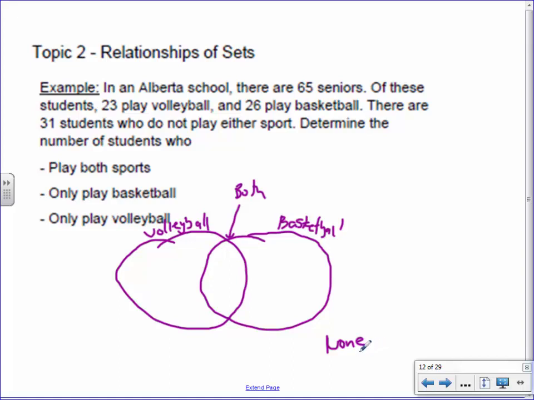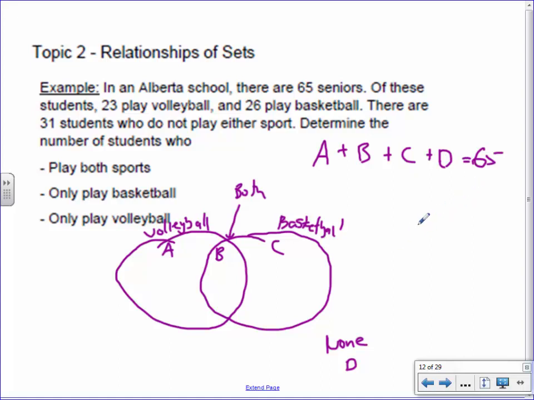You're going to be asked one of these questions on the diploma. I guarantee it. So you got to know how to solve one of these. The way I like to show you is go A, B, C, and D, and then start writing out some statements. Like, for example, it says there are 65 seniors. That means that everybody who plays just volleyball, everybody who plays both, everybody who plays just basketball, or everybody who is lame and does nothing is 65.